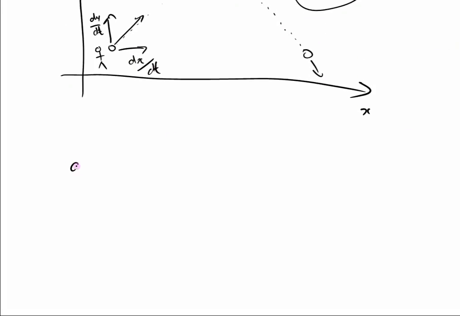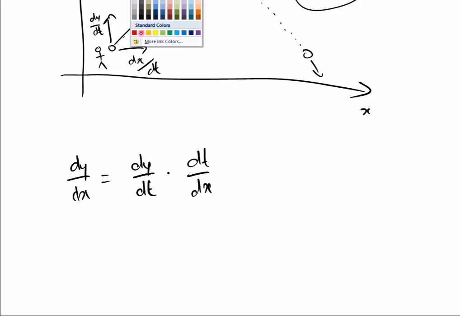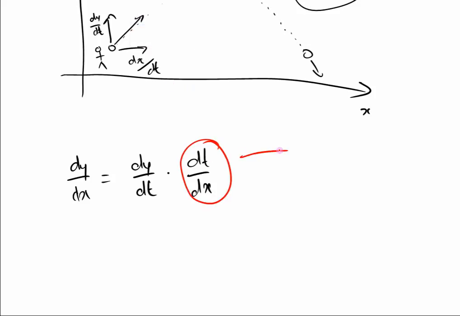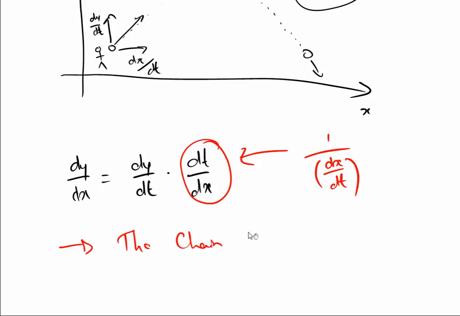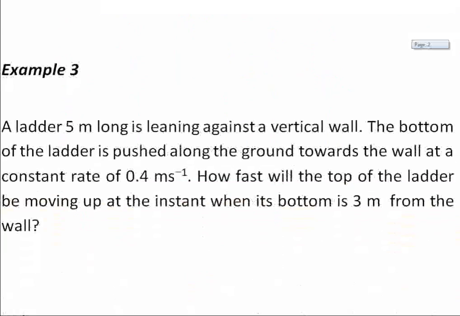I can use my famous chain rule, because I know that dy by dx is going to be equal to dy by dt times dt by dx. And furthermore, this quantity here, dt by dx, is just 1 over dx by dt. So it's fairly simple for me, using the chain rule, to work out my unknown quantity. If that seems a bit abstract, don't worry about it, because what we're going to do right now is go into example 3.